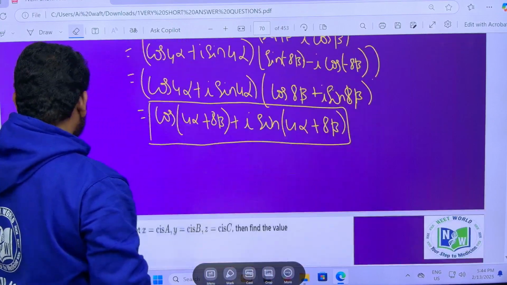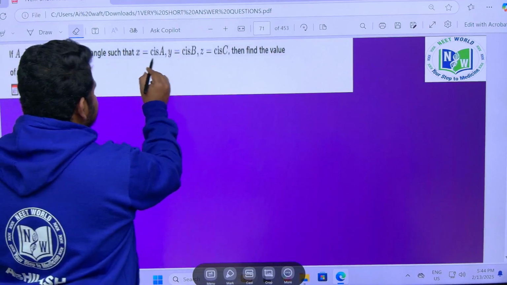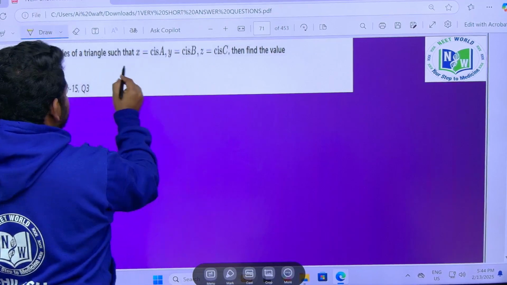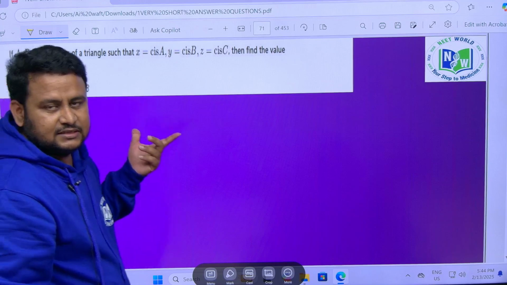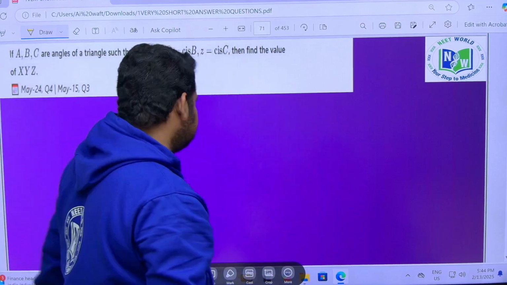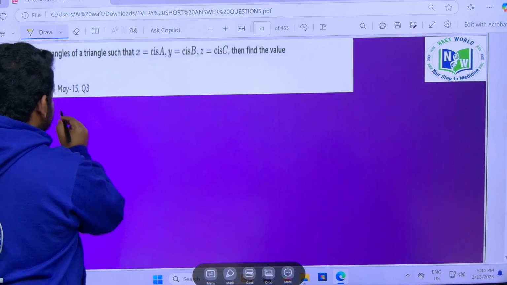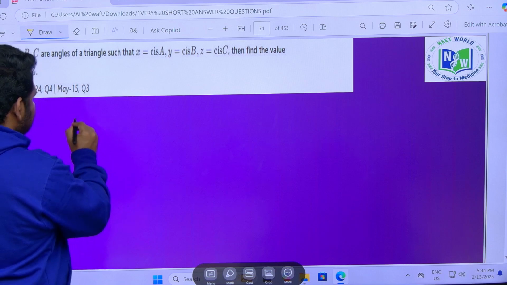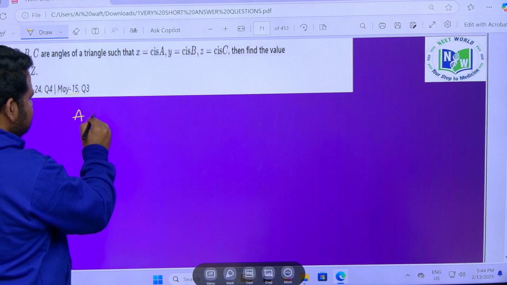Now we'll go to the second question. Look at this question, friends. They are telling us that if A, B, C are the angles of a triangle such that x is equal to cis A, y is equal to cis B and z is equal to cis C, then find the value of x, y, z. This was asked in May 2024 and also in May 2015, so this question has been repeated.